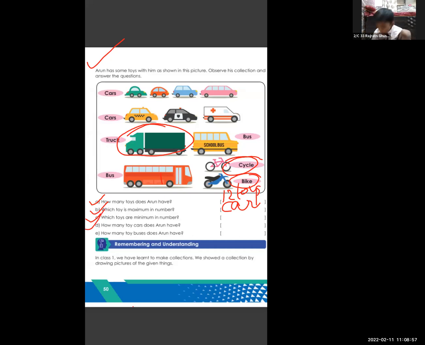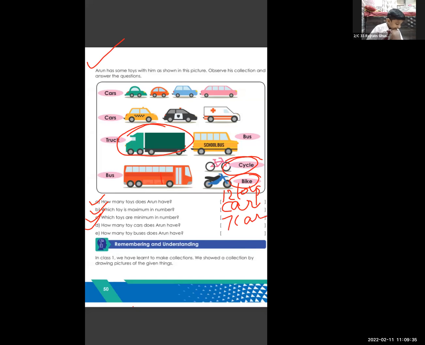How many toy cars does Arun have? अरुण के पास कितने cars है? काउंट करके बताओ मुझे. 1, 2, 3, 4, 5, 6, 7. Arun has 7 cars. Yes, very good. So Arun has 7 toy cars. Very good.